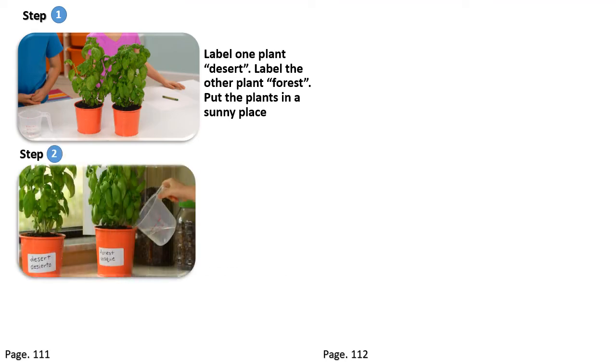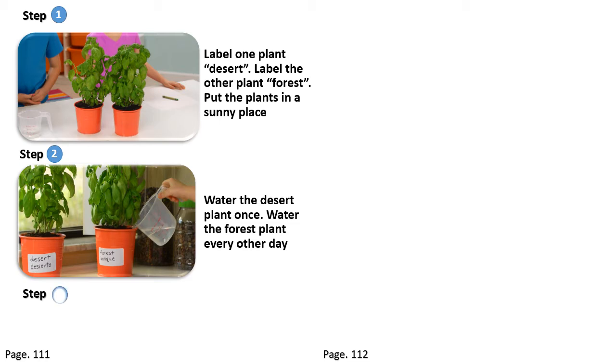For step 2, these children are going to water the desert plant once, and water the forest plant every other day. For step 3, these kids are going to observe these plants every day for 1 week. So, let's predict what each plant will look like after 1 week. What do you think?